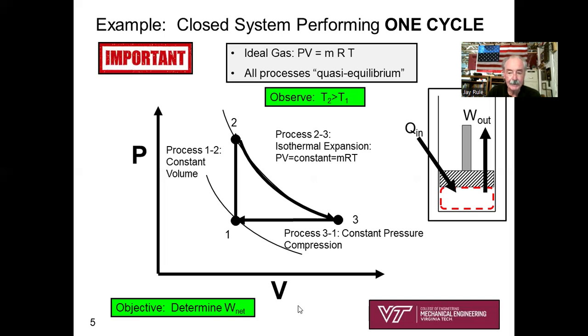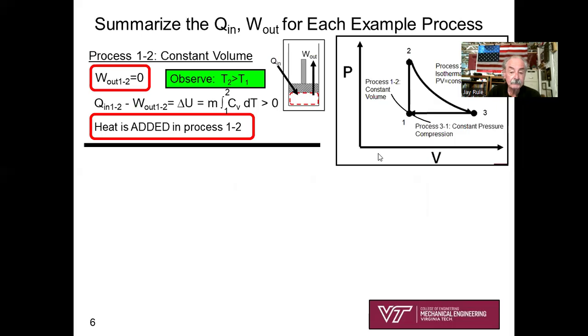Let's go through and review. Let's look at process. We'll work through the process. We need W net. If we can get the work for each process, we'll add all 3 of them up, and that'll be W net. So let's work on process 1 to 2.